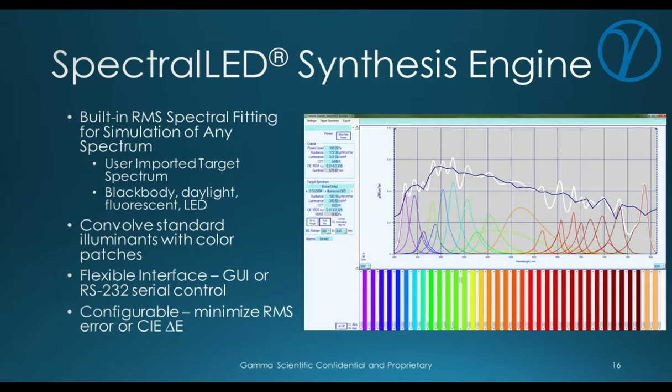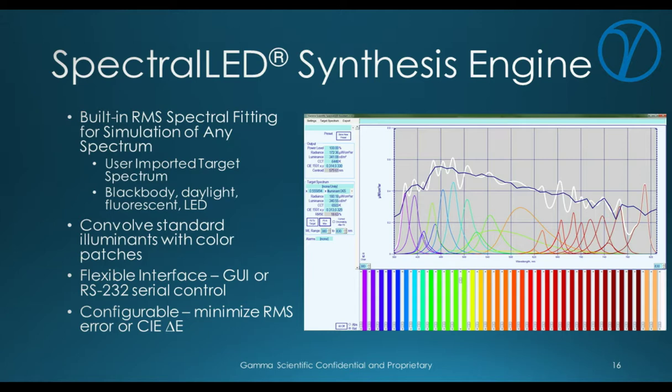So this is talking a little bit about our spectral synthesis engine. The RMS fitting is actually built into the device itself. It doesn't rely on any sort of GUI or this Windows-based software. The firmware itself performs the spectral fitting, and it allows you to import any arbitrary target spectrum or choose from a variety of presets that we build into it, including CIE illuminants. You can convolve color patches with illuminants. Basically, any target spectrum you can send it, the device will take its best possible attempt at fitting it.